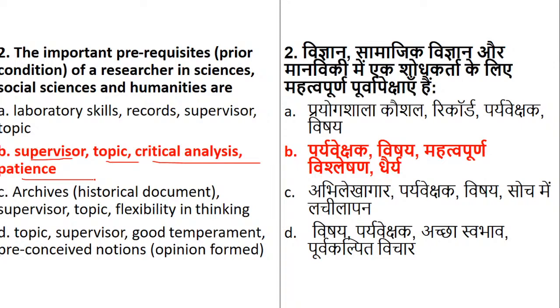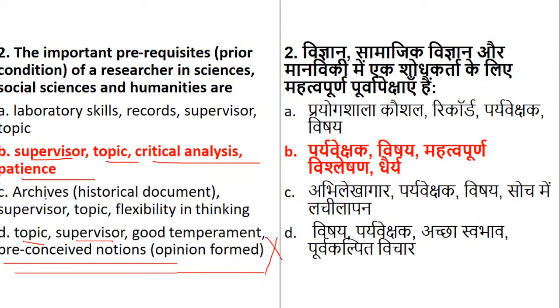So if I go with the elimination round, for example, option number D, those who said option number D. Now what is given in option number D? D talks about topic, no doubt, it's correct. Supervisor, good temperament, okay, preconceived notion. Now preconceived notion means the opinion is already formed. If you have already formed the opinion, why will you go for research? In research, you are going to test things. It is not that an opinion is formed, we just put an assumption. We do not make an opinion. So this is definitely not going to be a right answer.